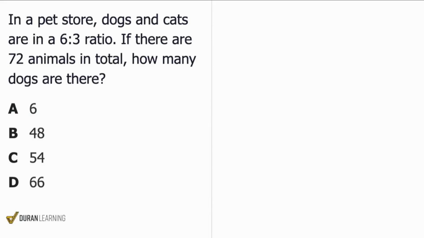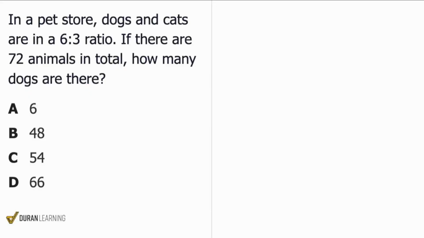We're going to handle it by understanding the question sentence first. So what is it that we want? The question sentence says, if there are 72 animals in total, how many dogs are there? Again, we have this many animals in total. How many dogs are there?